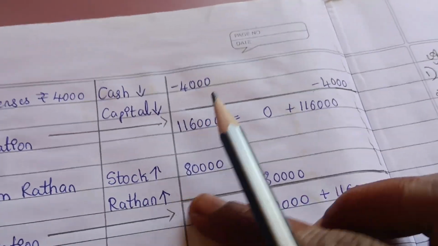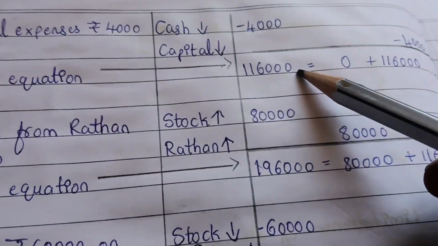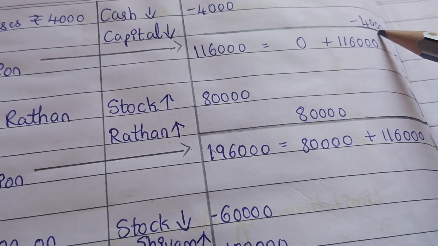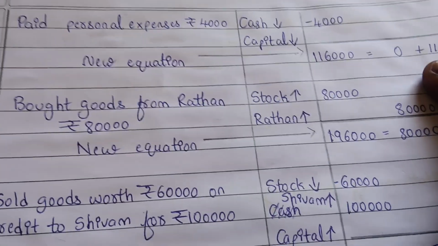So in the previous equation we had 1 lakh 20,000 minus 4,000, you get 1 lakh 16,000, is equal to 0 plus once again 1 lakh 20 minus 4,000, it is 1 lakh 16,000. This is one more equation.